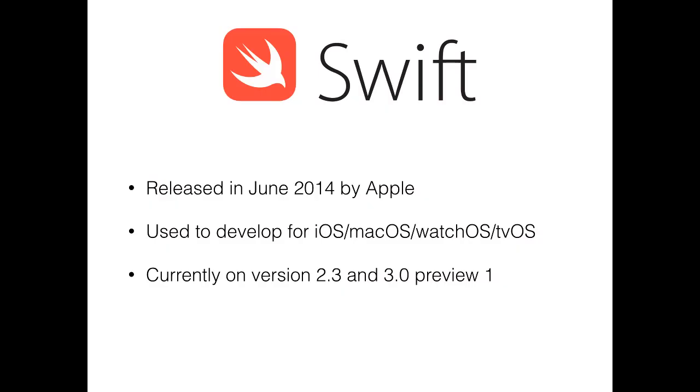And yeah, Swift. Swift was introduced by Apple in June 2014, and their primary intention was to build software for their own platforms, iOS, macOS, whatever. Currently we are on version 2.3, but we have an eye on 3.0. Preview 1 was out a couple of days ago, and it will be quite interesting in the future.